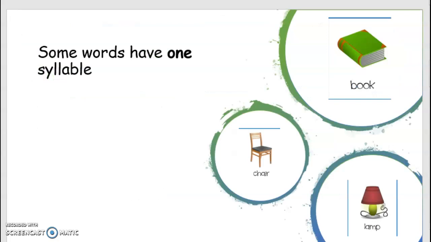Some words have one syllable. So, for example, book. You say it. Now let's clap it out. Book. Let's try chair. Say chair. Let's clap it out. Chair. Say lamp. Let's clap it out. Lamp. So book, chair, and lamp all have one syllable.